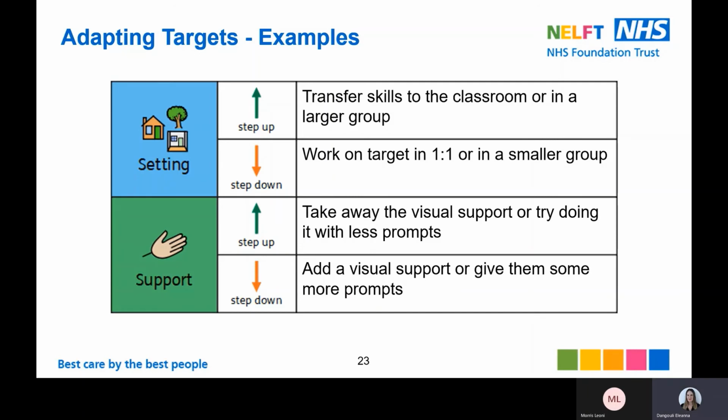So now we're going to give some examples about adapting targets. In order to step up the setting, you would adapt the target to transfer the skills to the classroom or in a larger group. To step down, it would be to work on this target in a one-to-one setting or in a smaller group.